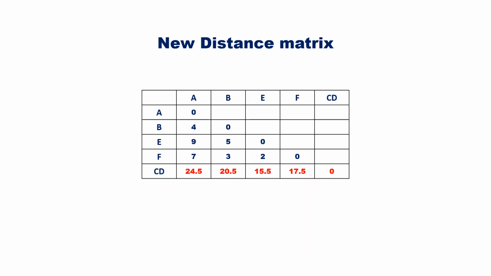After computing all the new distances, here's our updated distance matrix. Each entry to CD is the average distance from the original C and D points. After updating our distance matrix with the new values for the CD cluster, we now proceed to identify next closest pair of clusters. Look at the updated matrix and find the shortest distance. In this case, the shortest distance is 2, which is the distance between E and F. Hence, the next clusters to be merged is E and F.